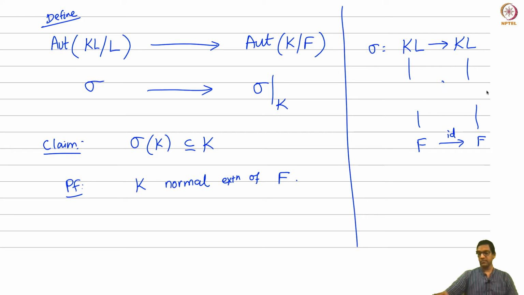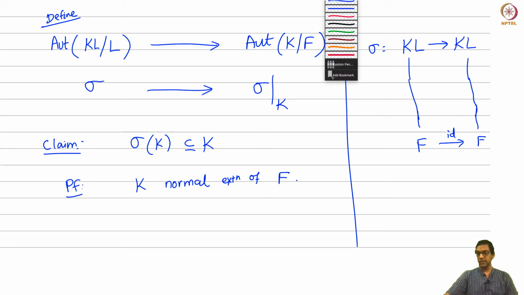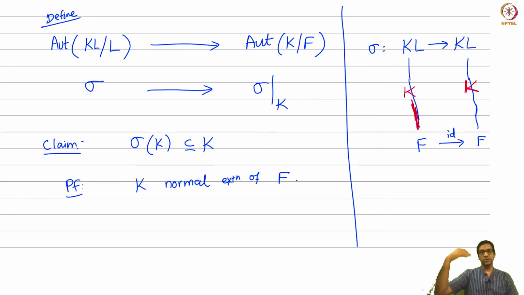So I just think of sigma as a map from KL to KL, which is identity on F. Let's erase the thing in the middle. It's just a map like this, which is identity on F. Now the normality of K: K sits in the middle, and K over F is normal. One of the equivalent conditions we proved about normal extensions is that if you have a map of the algebraic closures, then that map restricts to a map of K. Here KL is bigger than K, and you can always extend this to some larger algebraic closure.